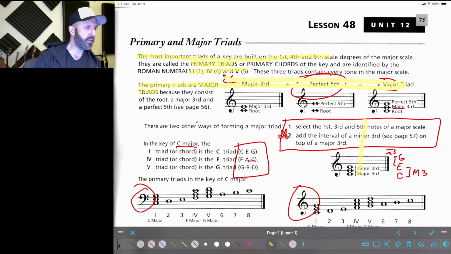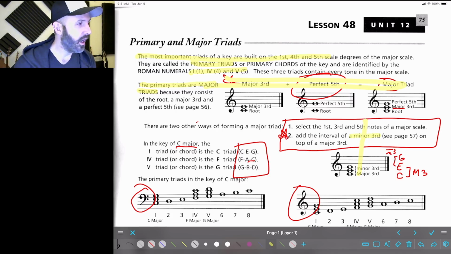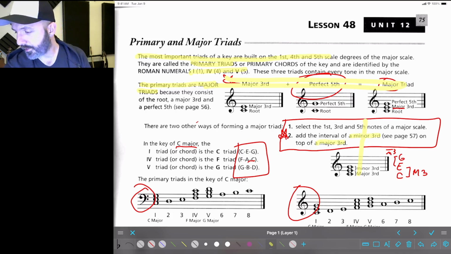Another way to form a major triad is by adding the interval of a minor third on top of a major third. So if you notice, we go here, the minor third is on top of a major third.